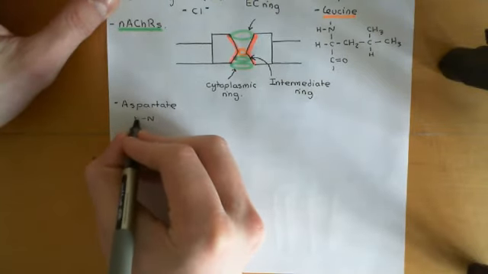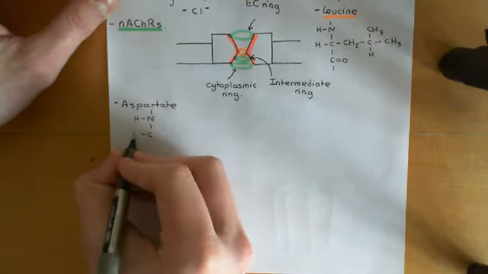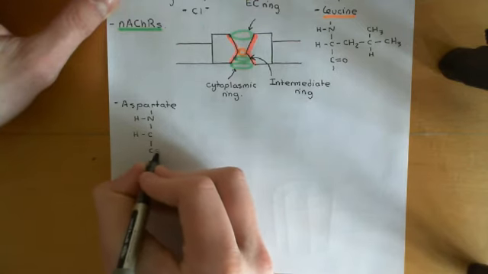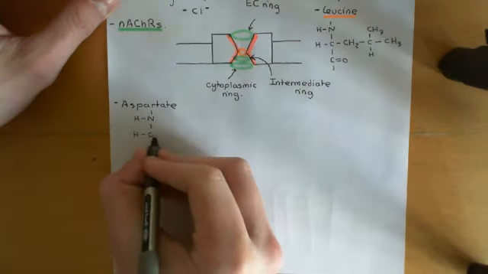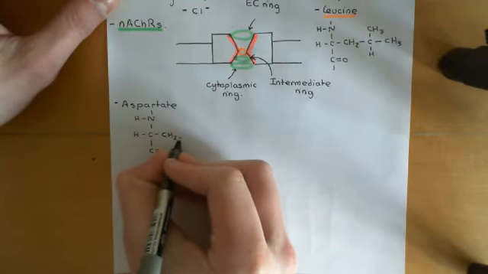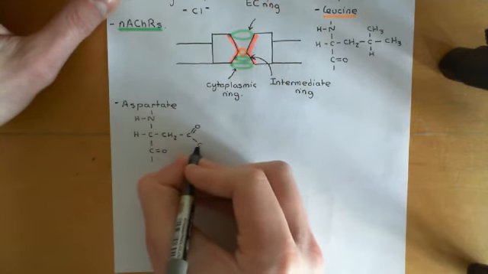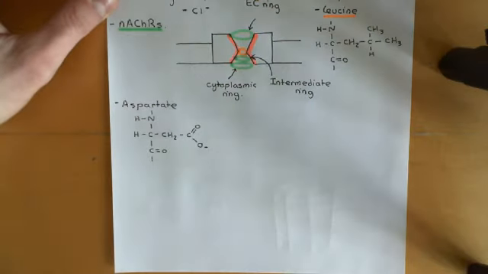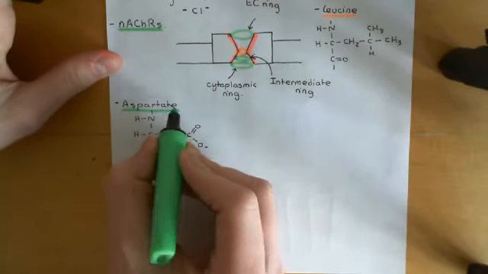So here is the amino group. Here is the alpha carbon with a hydrogen coming off it. Here is the carboxylic acid group. Now the R group of aspartate is just a methylene group with a carboxylic acid group coming off it. Here's the methylene group, here's the carboxylic acid group, and that carboxylic acid group will have lost its proton. It will have given it away to solution under normal physiological pH, and therefore will have a negative charge. So that's why aspartate residues have a negative charge.